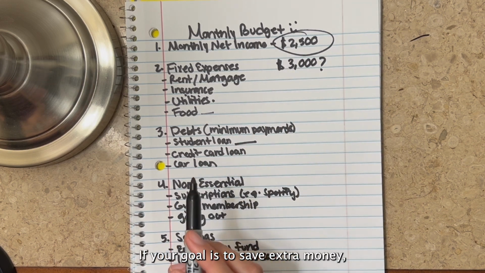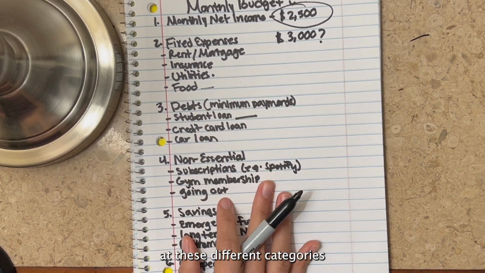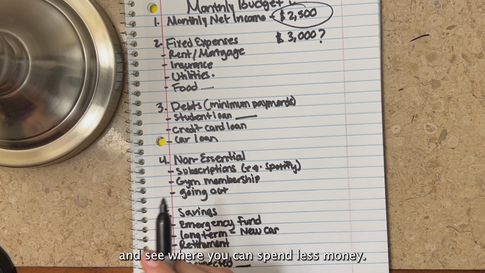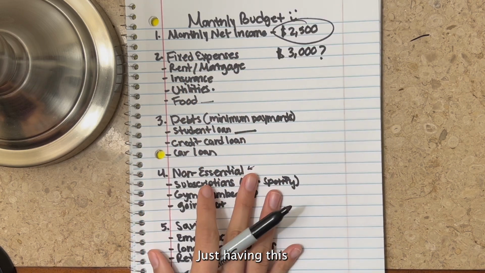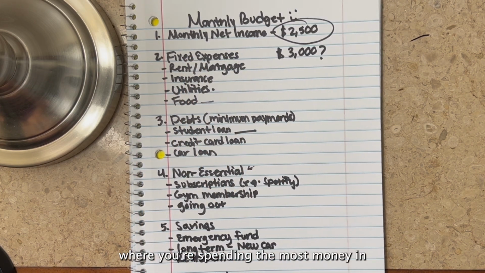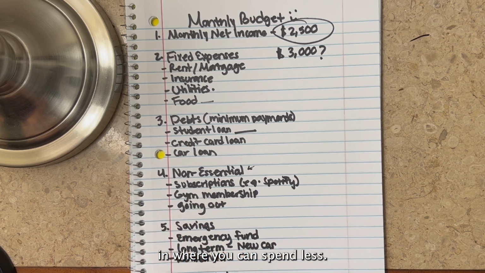If your goal is to save extra money, a good idea would be to look at these different categories and see where you can spend less money. Usually that's in this area right here. Just having this list makes it so much easier to see where you're spending the most money in and what are those areas and where you can spend less.